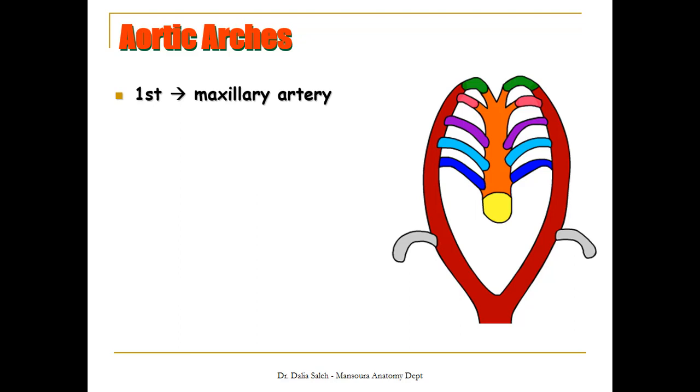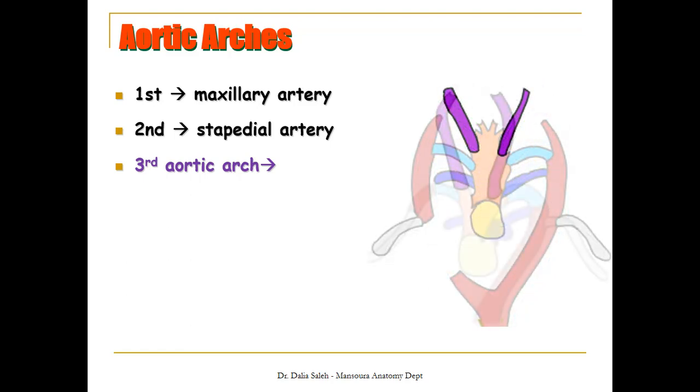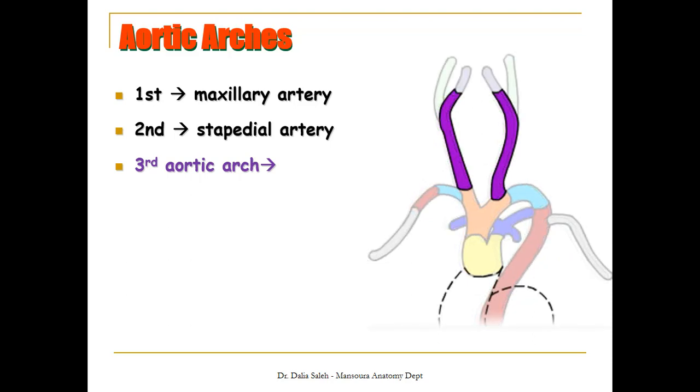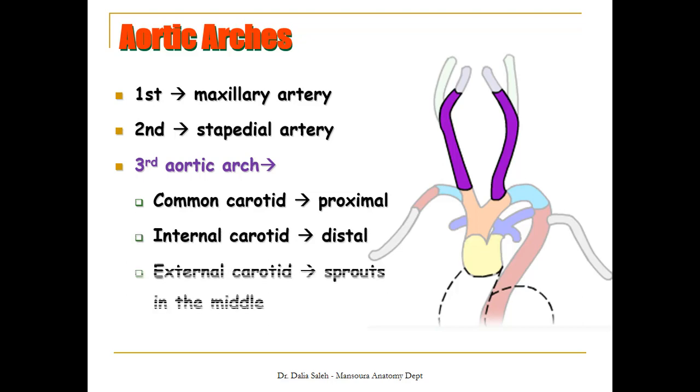So the first aortic arch will give us the maxillary artery. The second arch will give us the stapedial artery. Now let's look at the third aortic arch, the purple one here, and see what happens to it after remodeling. The third aortic arch will give us the common carotid artery from its proximal segment, and its distal segment will give us the internal carotid artery, and the external carotid artery just arises as a sprout from the middle part of this arch.